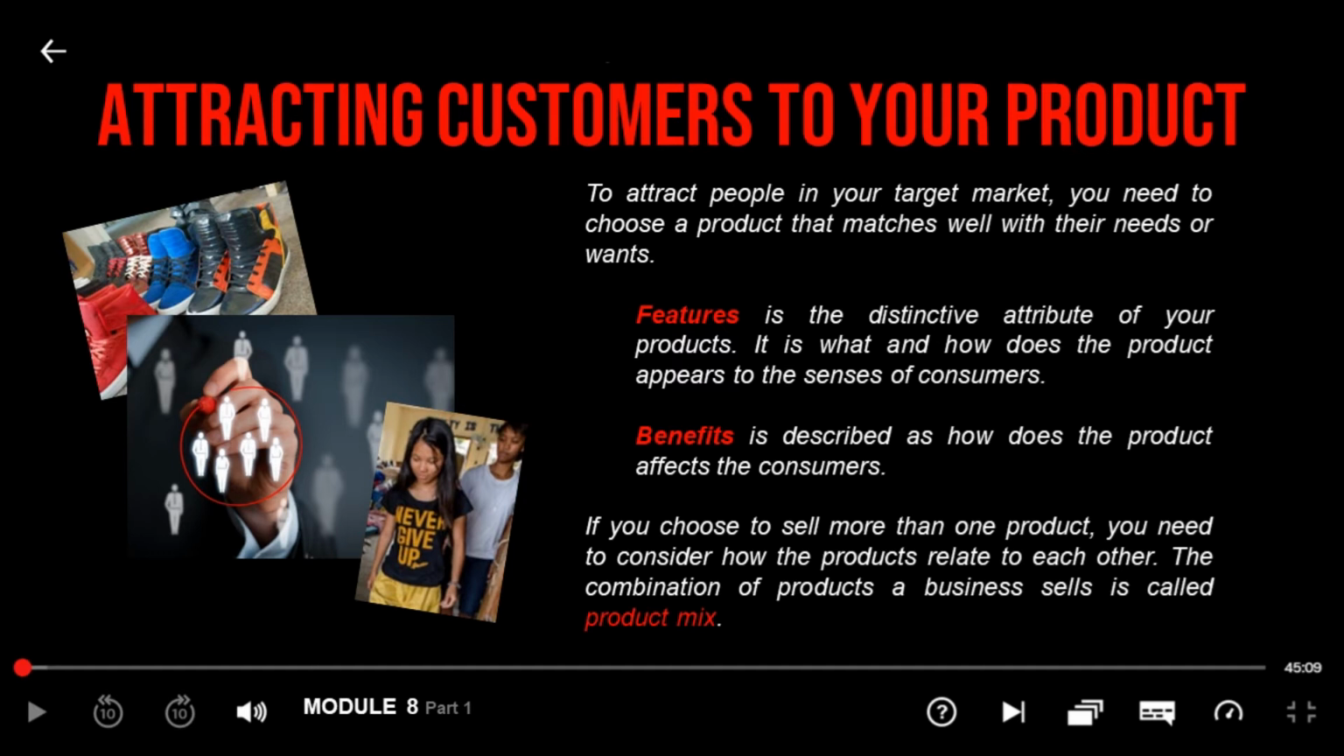So we customers base our choices on the features and benefits of a product. So what are features? Features are the distinctive attributes of your products. It is what and how the product appears to the senses of consumers. So these are our first impressions of a product or service: the beauty we see, the sounds we hear, the taste we savor, what we smell, and what we touch.